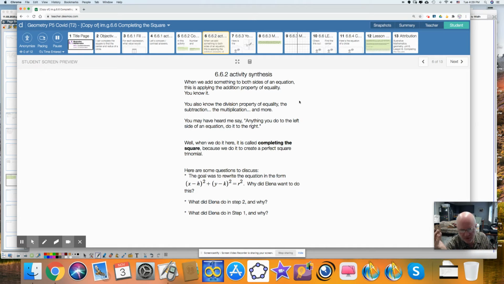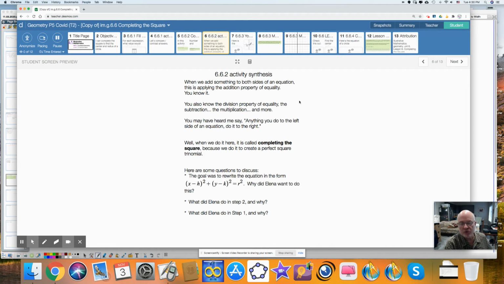When we add something to both sides of the equation, this is applying a property of equality. And you know what the properties of equality are. So this is the addition property of equality when you add. When you subtract from both sides, it's the subtraction property of equality. When you divide, the division property of equality. When you multiply, the multiplication property of equality, because it keeps the equality the same. So they're equal for both of these.